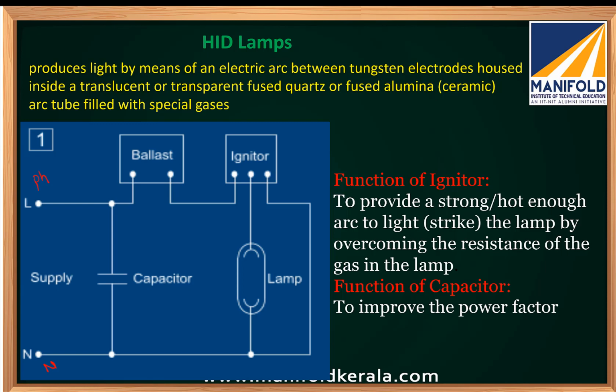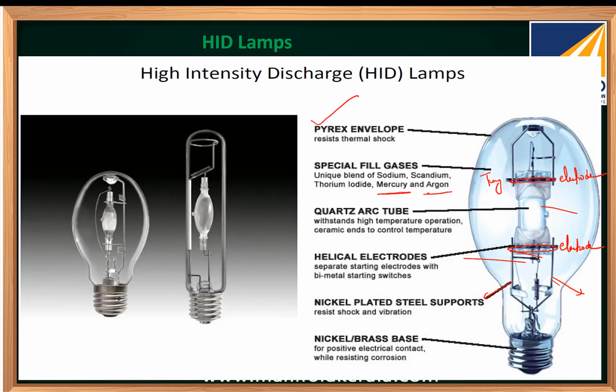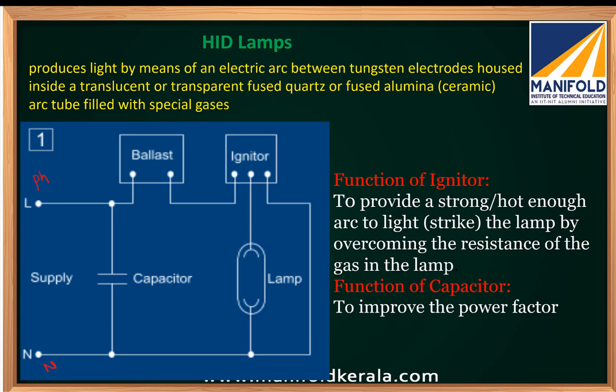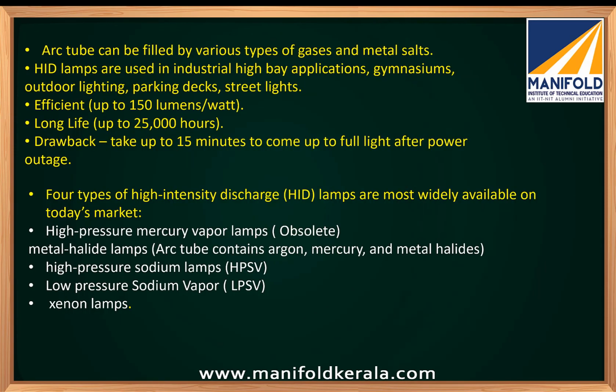So what is the function of the igniter? The igniter provides a strong and hot enough arc of light to strike the lamp by overcoming the resistance of the gas in the lamp. So it is the one which produces the arc in the quartz tube between the electrodes. The function of the capacitor is to improve the power factor.